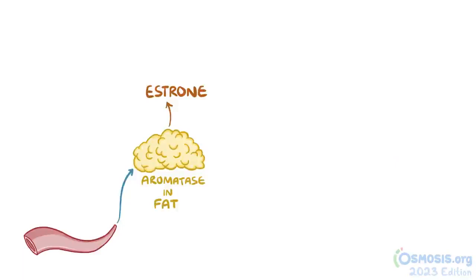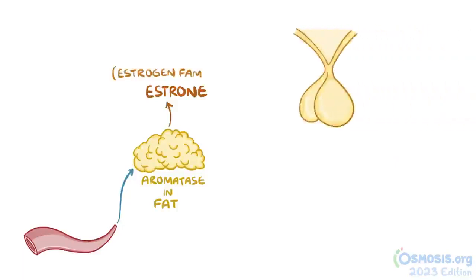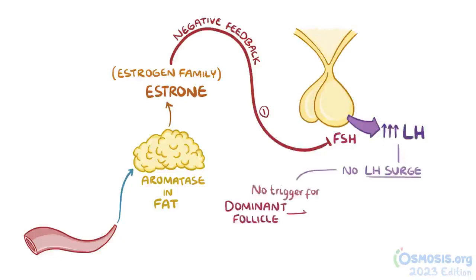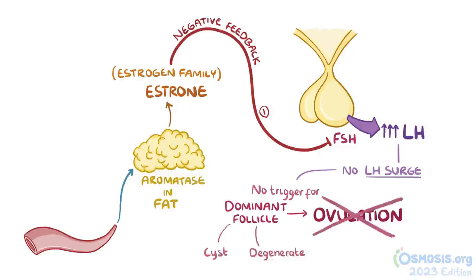Estrone, like estradiol, is a member of the estrogen family, stopping the anterior pituitary from releasing FSH. Because LH levels are really high, there's no LH surge to trigger the dominant follicle to break away from the ovary, so it may remain there, appearing as a cyst, or it may degenerate with the other follicles. The bottom line is that ovulation doesn't occur.